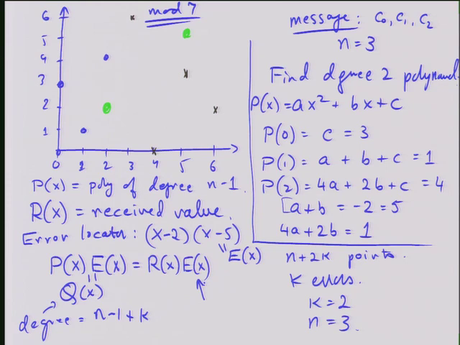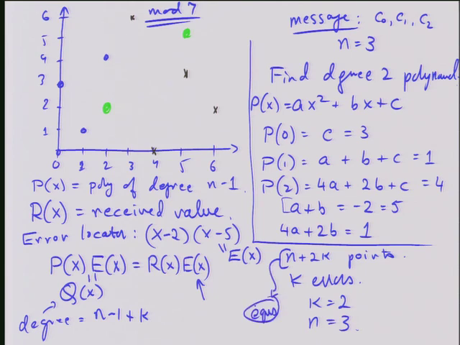So how many unknowns are there? Exactly k unknowns. What about r of x? This is what we are receiving, the corrupted message we are getting. So r of x is known at each of these points. Q of x is unknown. E of x is unknown. So we write out a system of linear equations, one for each value of x. How many values of x do we have? N plus 2k. We have n plus 2k equations.